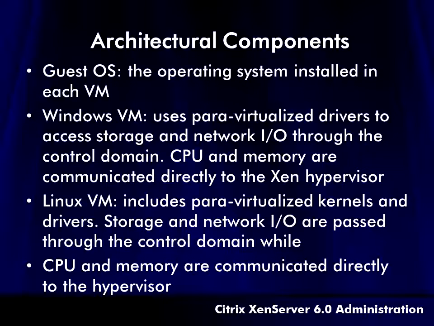A Windows virtual machine utilizes paravirtualization drivers to access storage and network I/O through the control domain. Processor and memory are communicated directly to the Xen hypervisor. A Linux VM includes paravirtualized kernels and drivers. Storage and network I/O are passed through the control domain, while processor and memory are communicated directly through the hypervisor.